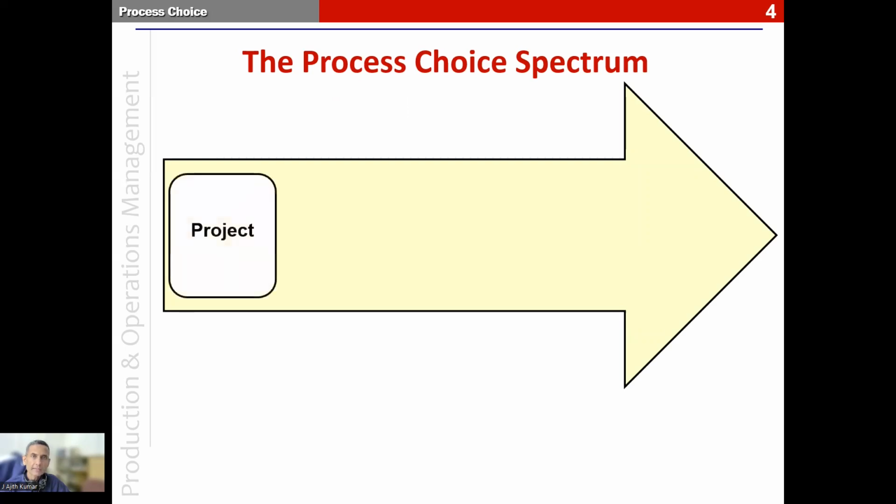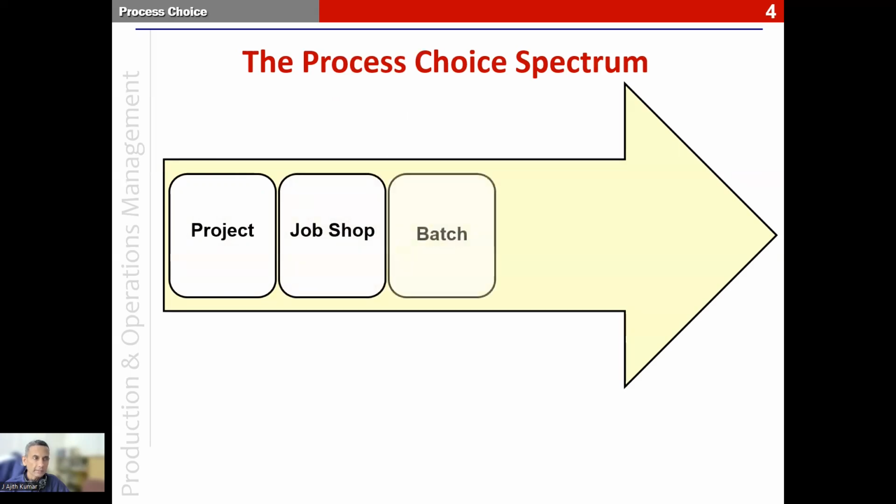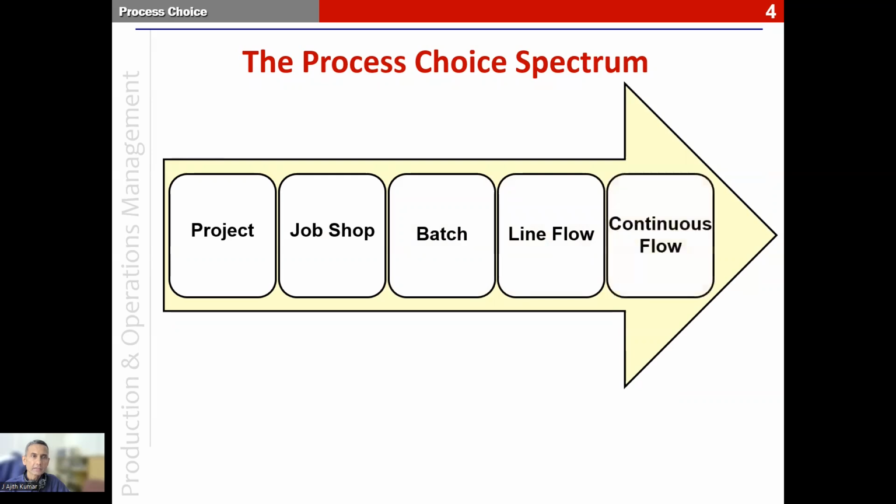At the far left end of the spectrum is the project, then the job shop, then the batch process, then the line flow, and finally the continuous flow process. So why is this spectrum used to depict them? It's because as we go from one end of the spectrum, the far left, to the far right end of the spectrum, these processes differ from each other on multiple dimensions. For example, the dimension of customization versus standardization.